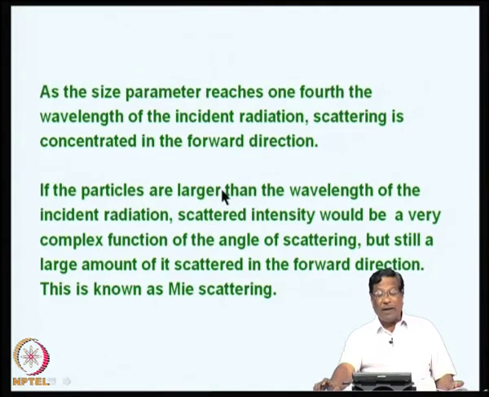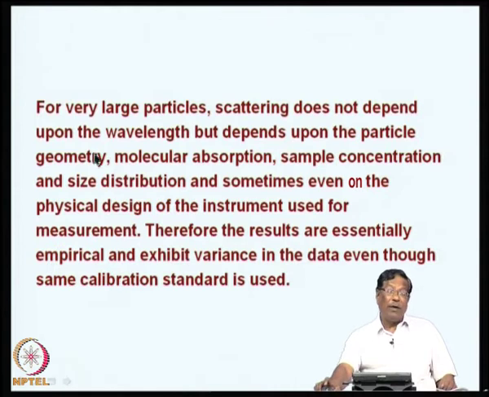Suppose the particles are larger than the wavelength of the incident radiation, then what happens? Scattered intensity would be a very complex function of the angle of scattering, but still a large amount of it would be scattered in the forward direction. This is known as Mie scattering. This also we have covered in our third lecture on the interaction of matter with radiation.